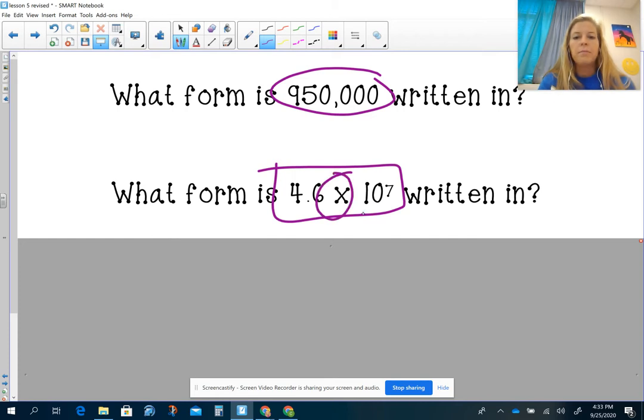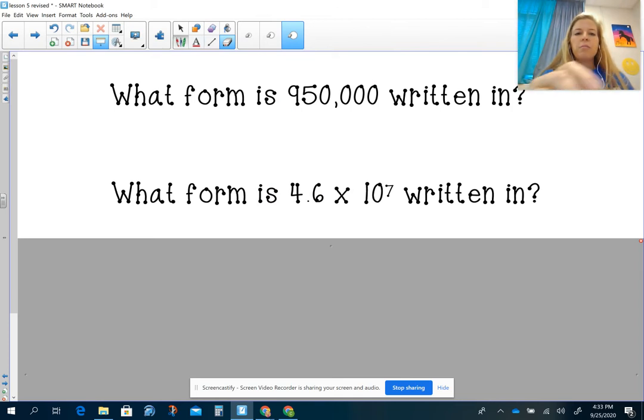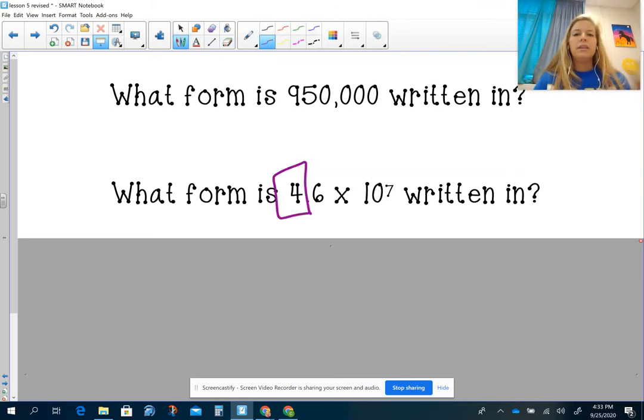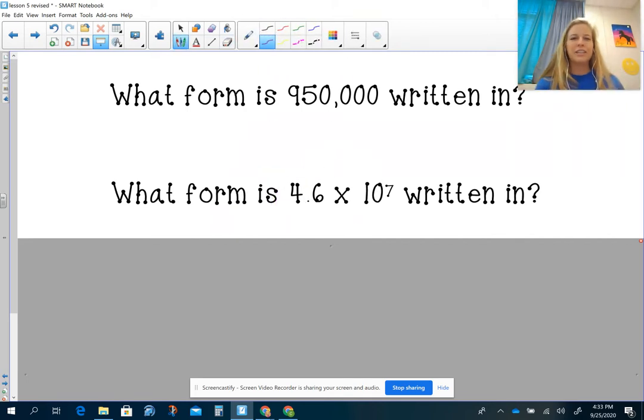Because it's multiplying by a power of 10 with an x, that's a power of 10. And then my exponent, my number, is always a number where the number in front of the decimal has to be greater than 1 and less than 10. Good. Okay, you remember all this, right? You remember lesson 4. Good.